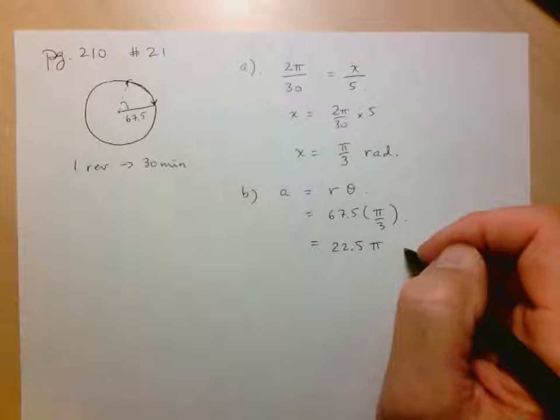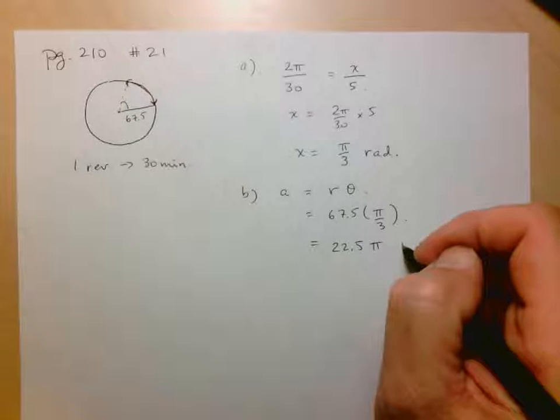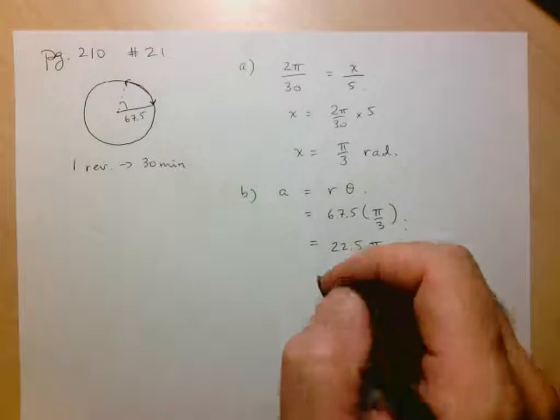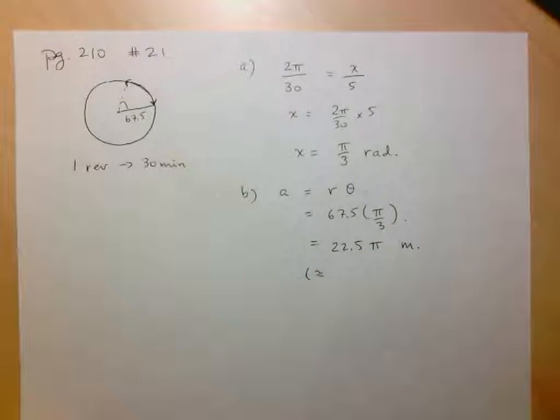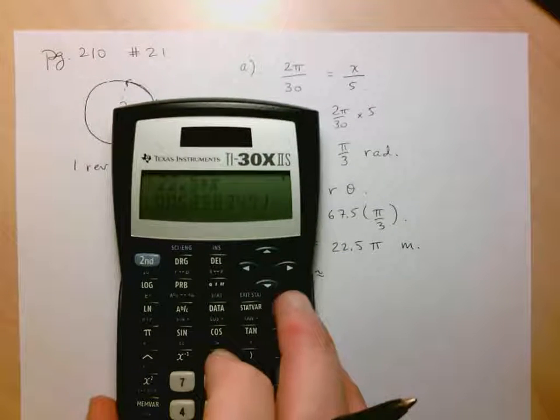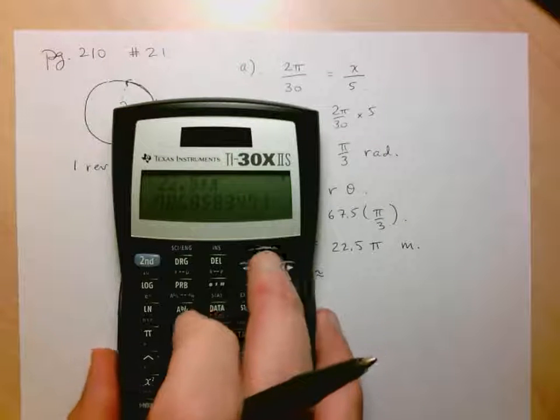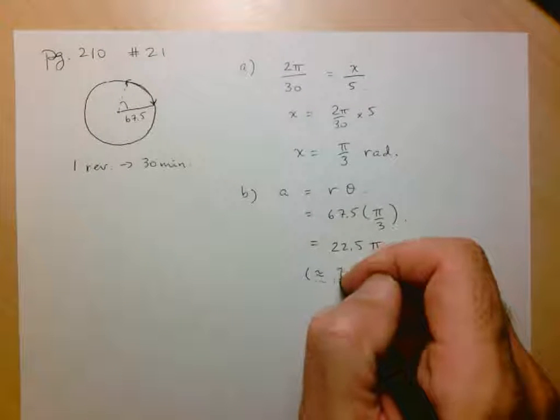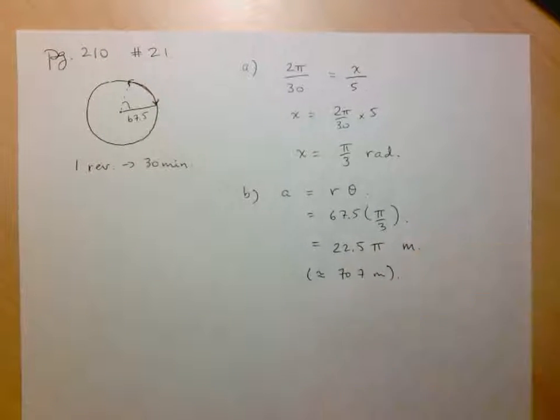In this case, the units are given in meters, so this is 22.5 pi meters. If we wanted to find an approximation, let's do that quickly: 22.5 times pi is about 70.7 meters. Okay, so let's move on to C. C says, how long would it take a passenger to travel 2 radians?